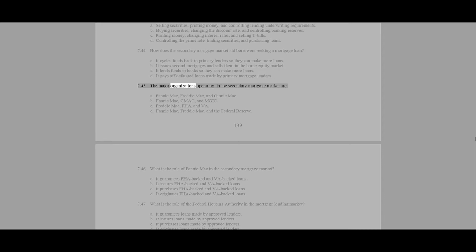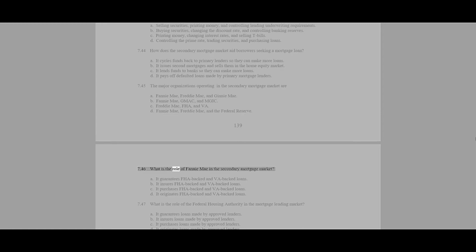7.45 The major organizations operating in the secondary mortgage market are: A. Fannie Mae, Freddie Mac, and Ginnie Mae. B. Fannie Mae, GMAC, and MGIC. C. Freddie Mac, FHA, and VA. D. Fannie Mae, Freddie Mac, and the Federal Reserve.